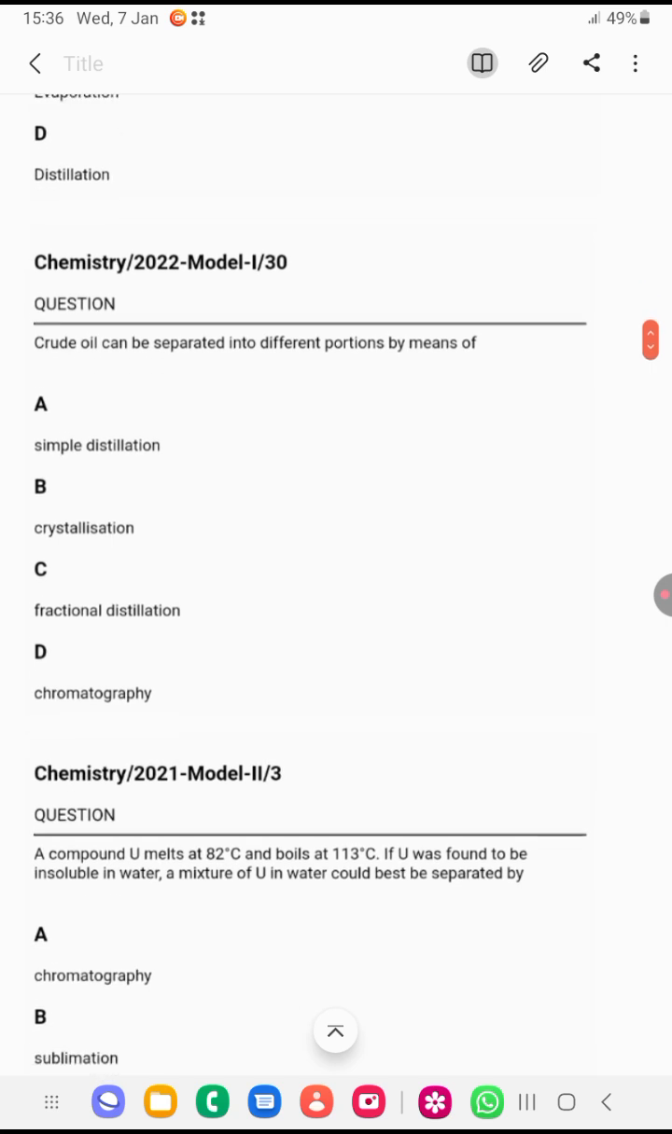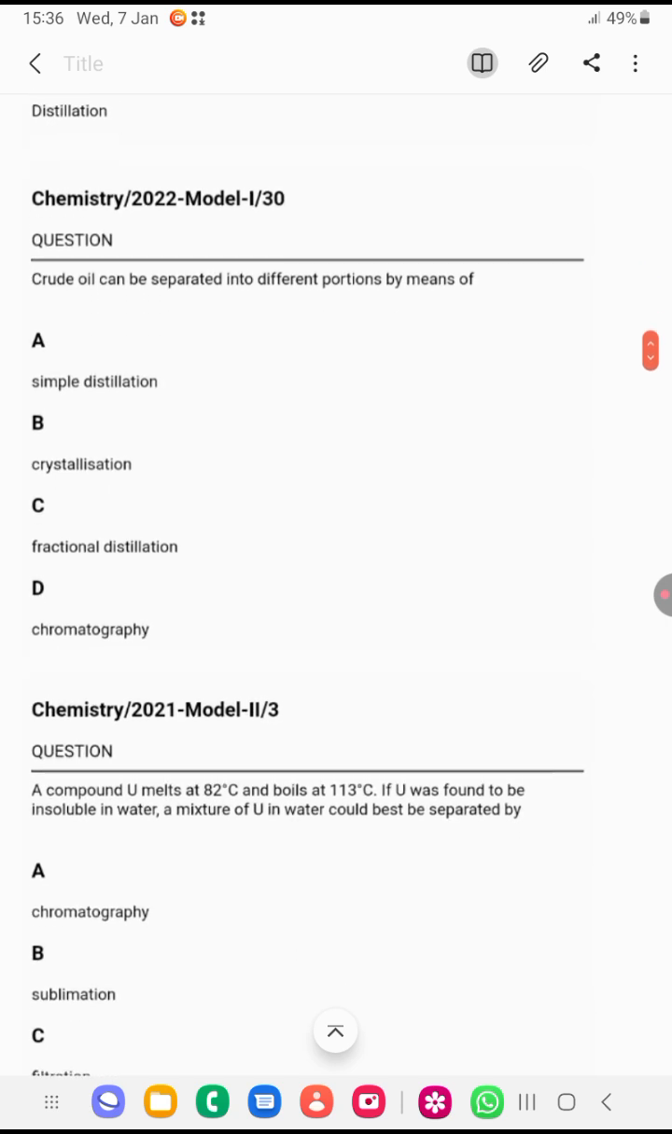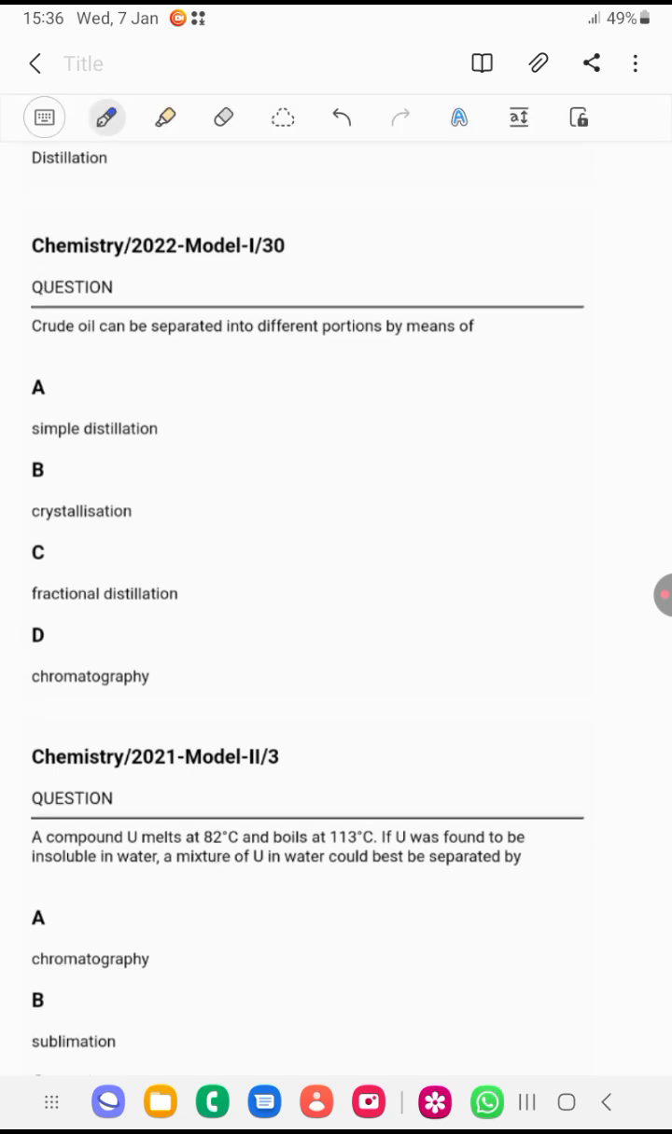Now let's look at this question, chemistry 2022. Crude oil can be separated into different portions by means of A, simple distillation. B, crystallization. C, fractional distillation. And D, chromatography. The answer here is C.